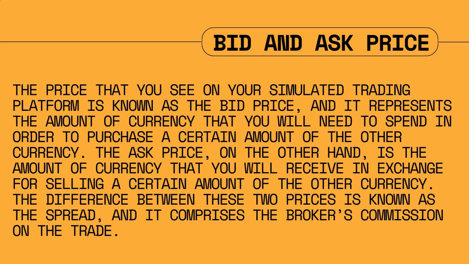The price that you see on your simulated trading platform is known as the bid price, and it represents the amount of currency that you will need to spend in order to purchase a certain amount of the other currency. The ask price, on the other hand, is the amount of currency that you will receive in exchange for selling a certain amount of the other currency. The difference between these two prices is known as the spread, and it comprises the broker's commission on the trade.